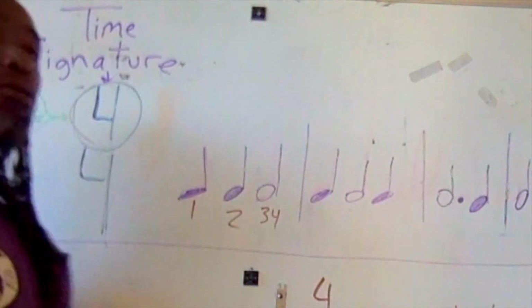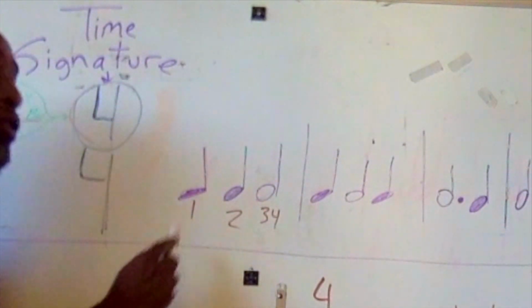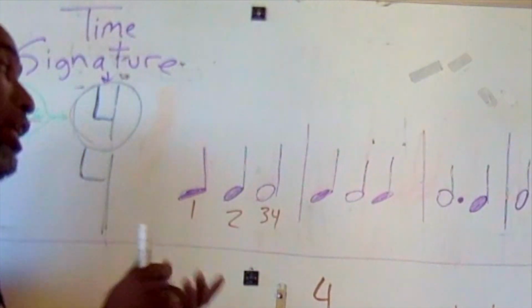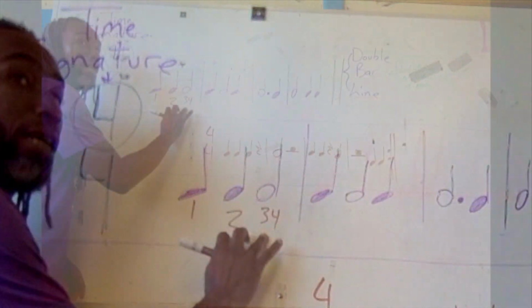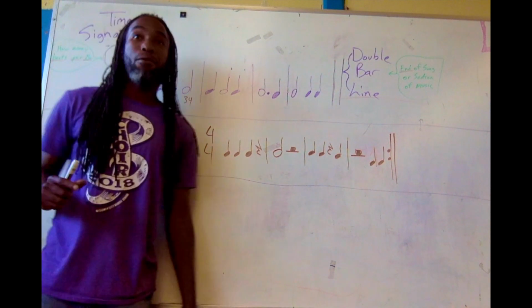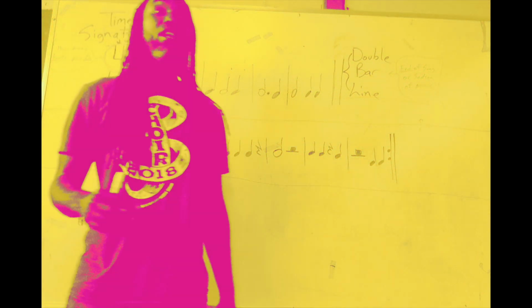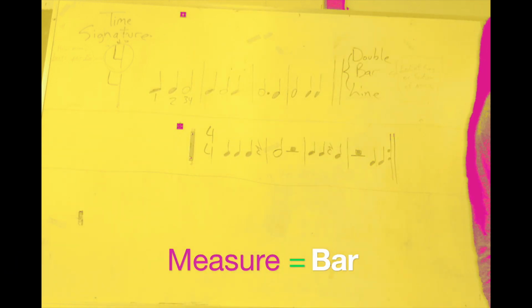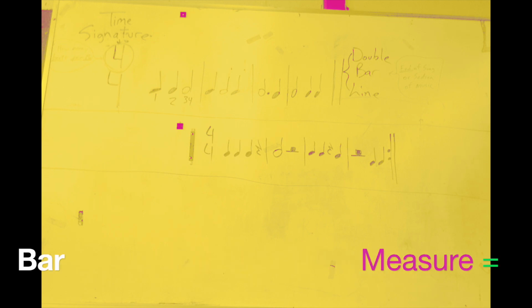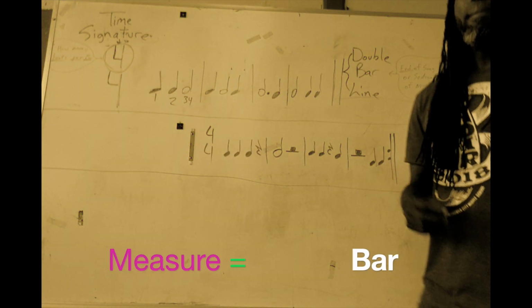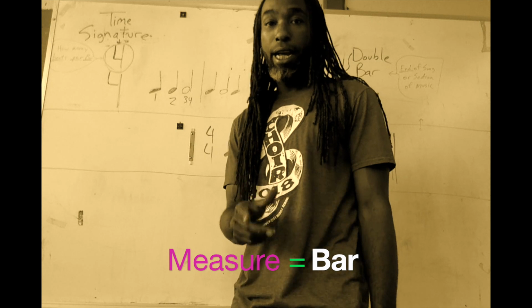So, let's clap this rhythm. I'm going to tap it on the board one time to give you an example. You can tap quietly on your hand. We're just going to do this bar right here. Also, let's see if y'all remember. What's another word for bar? Another word for bar is measure. So you might hear musicians say measure. They mean the same thing as bar, just like counts mean the same thing as beats. These are some words that are interchangeable. Measure means the same thing as bar.